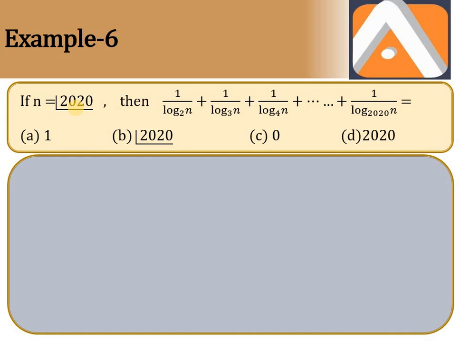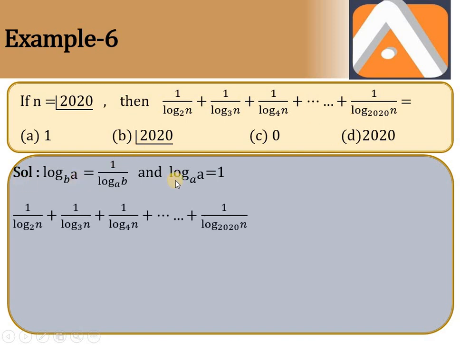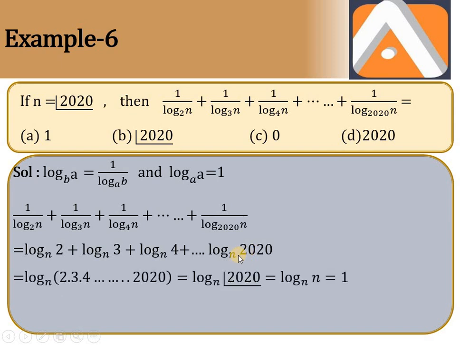The product is called factorial of 2020. Now see here, they have given so many logarithms in addition, like a series, same as the previous question. So take all terms into the numerator and simplify, and you will get the answer. So see here, I am going to apply these two formulas. Already we know these two formulas. Now this question was given; take all terms into the numerator. So you will get log 2 to the base n, log 3 to the base n, log 4 to the base n, up to so on log 2020 to the base n.